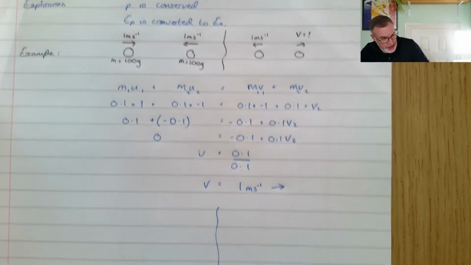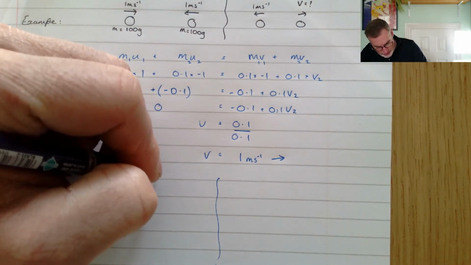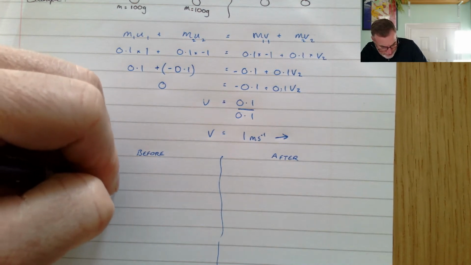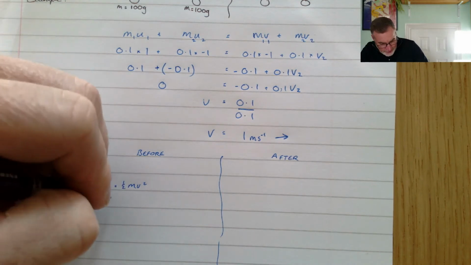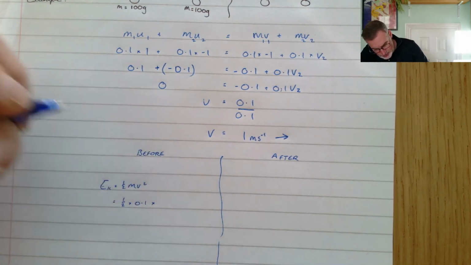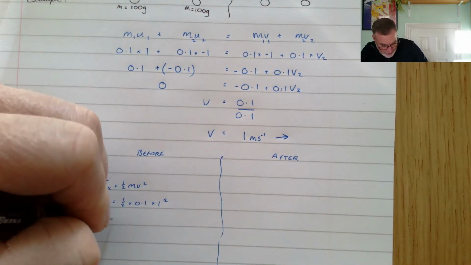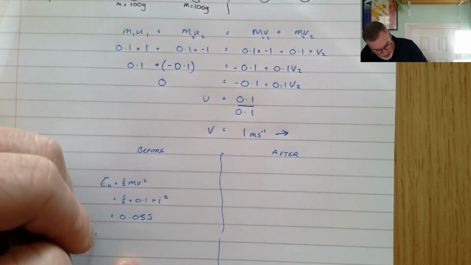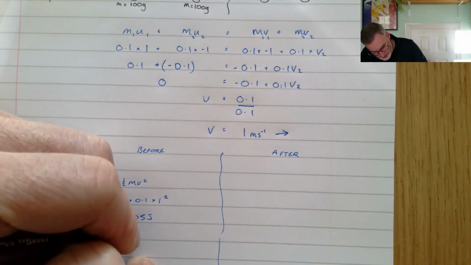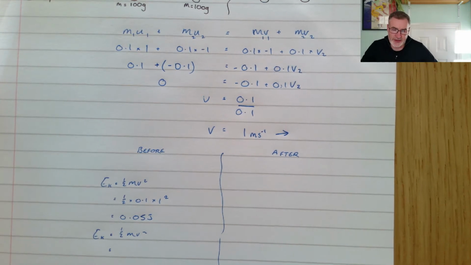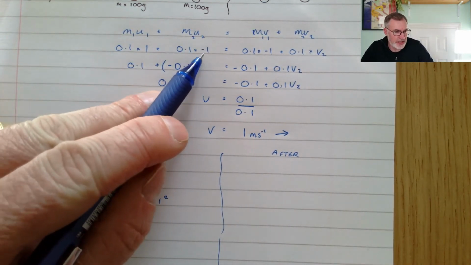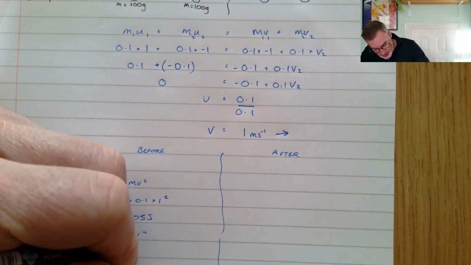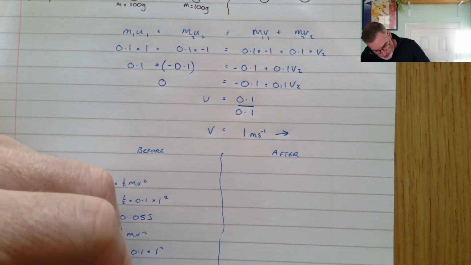So I'm just going to separate my page into a before and after. And I'm going to work out EK1, so EK half mv squared. So that's a half times 0.1 times 1 squared. And that's going to be 0.05 joules. And then EK of the second object, half mv squared. Now, energy is a scalar quantity, therefore direction is irrelevant. The fact that that's -1 here doesn't mean that it's going to be -1 here. Just ignore the minuses with energy. And so again, we're going to have 0.1 times 1 squared. That's going to be 0.05 joules.